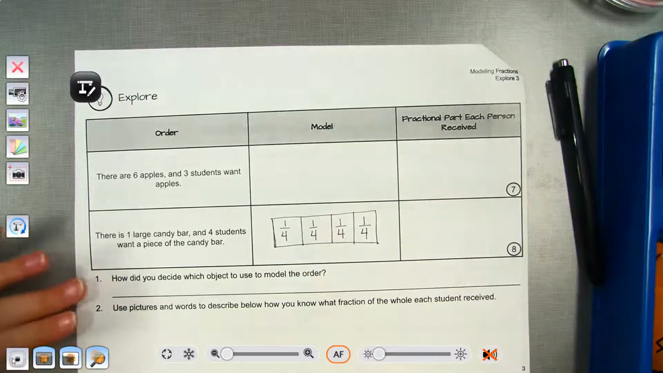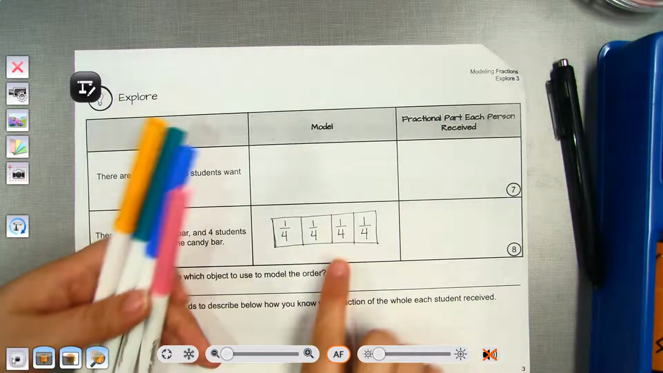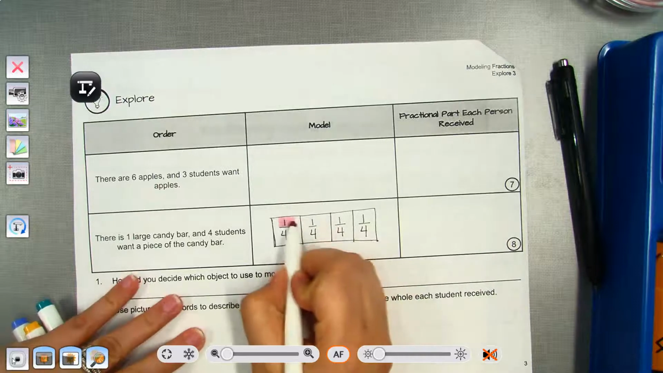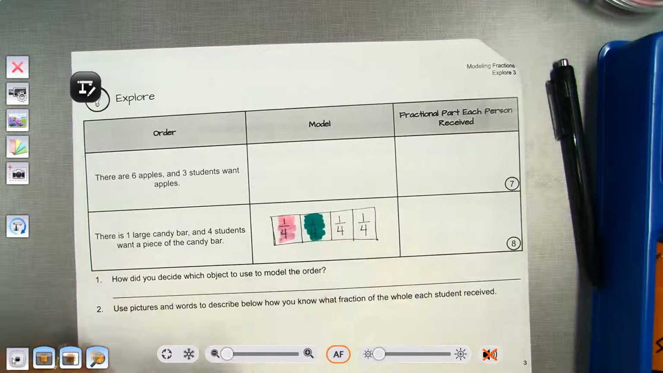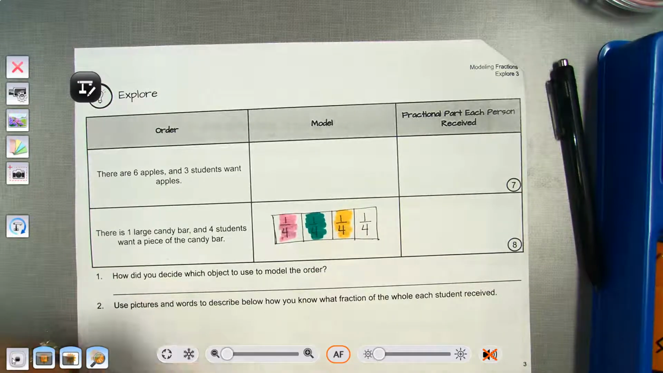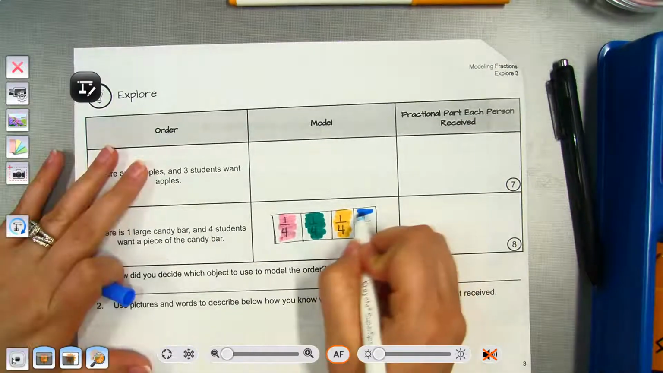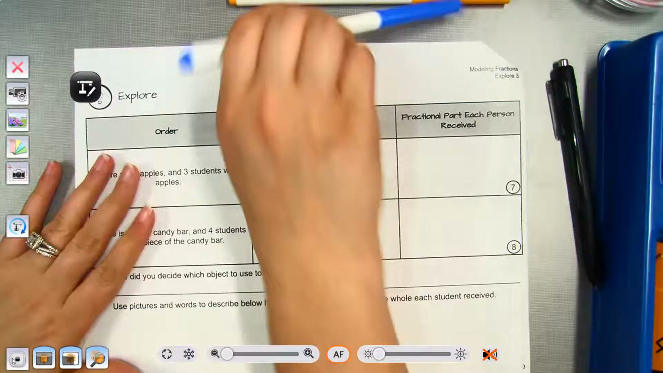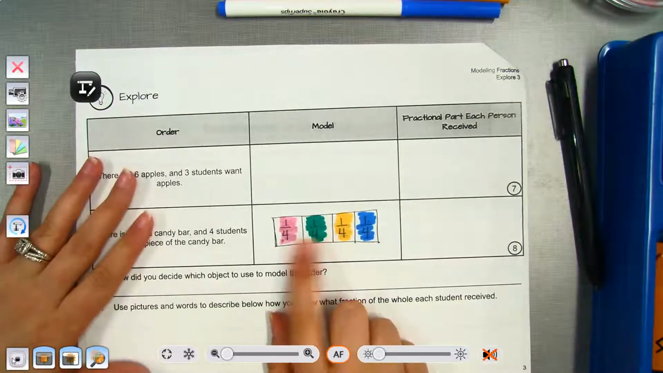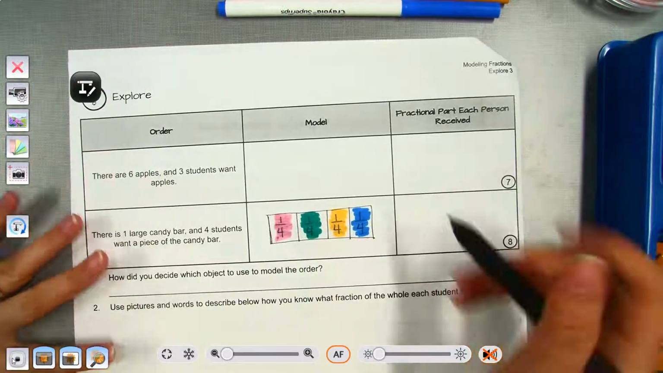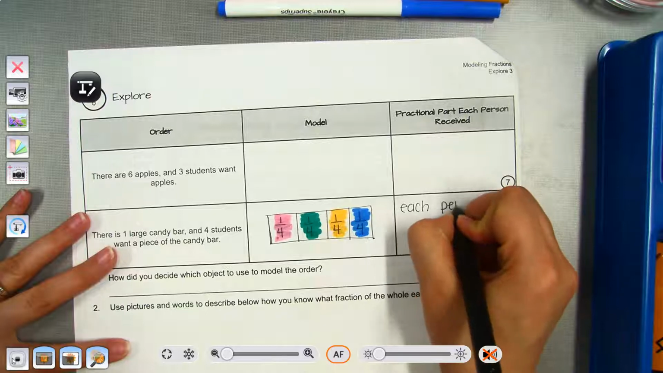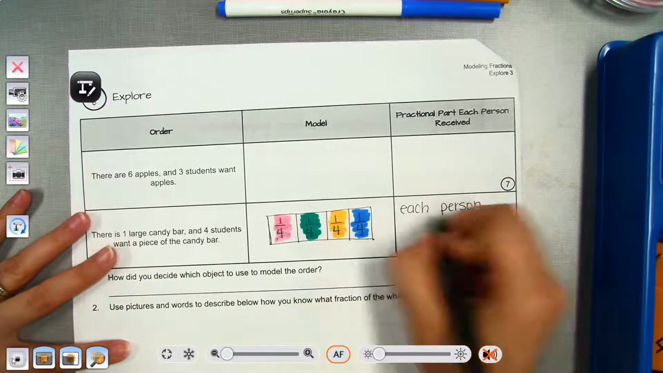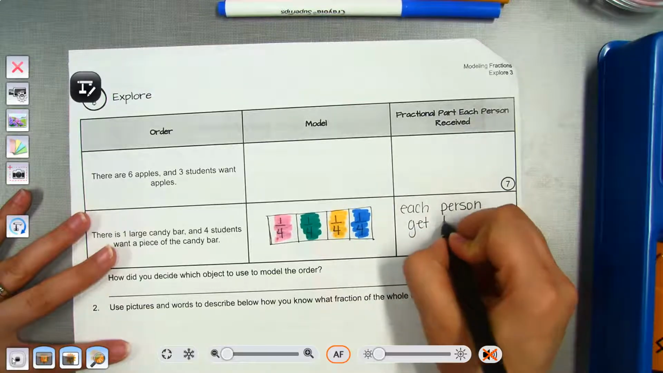Now I'm going to give each person a piece. So here's person number 1. Here's person number 2. Here's person number 3. And here's person number 4. I use a different color for each person. So each person is going to get what? 1/4 of the candy bar. So each person gets 1/4.